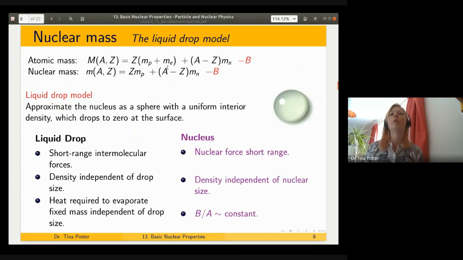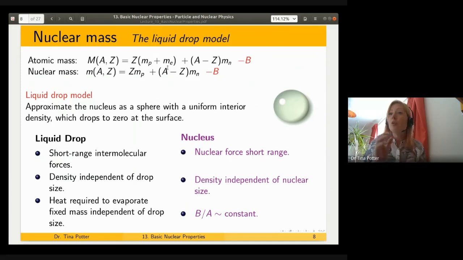So what we're going to do is we're going to take a very simple approach and model our nucleus as a drop of liquid so that we have something with a uniform density throughout the drop, and that density drops to zero at the surface. So this is really good. In a drop of liquid, we've got very short range intermolecular forces holding that drop together, and this is going to model our short range nuclear force.